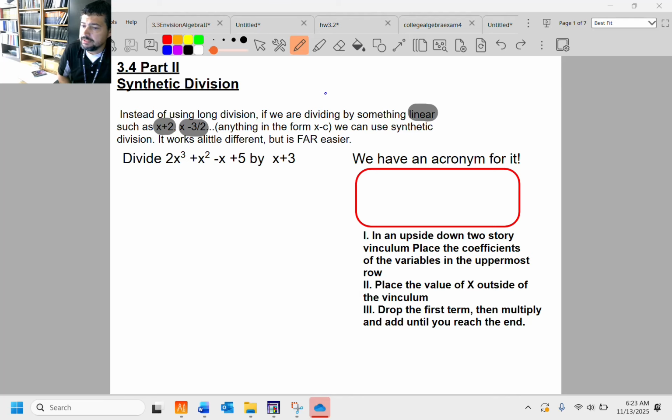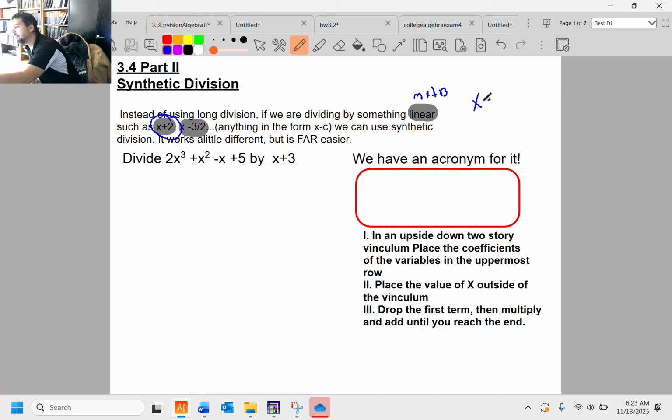All right, so today we have 3-4 synthetic division. Long division, which you just saw the lesson on yesterday, it's kind of rough for a lot of kids. If we're dividing by what we call a linear factor, linear factors are things that look like mx plus b, okay? But they're very simple forms, like maybe just x minus 4. We can use what's called synthetic division.